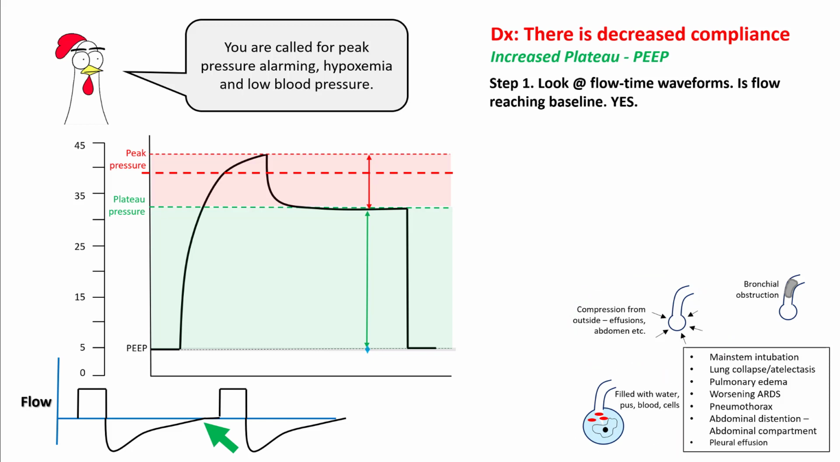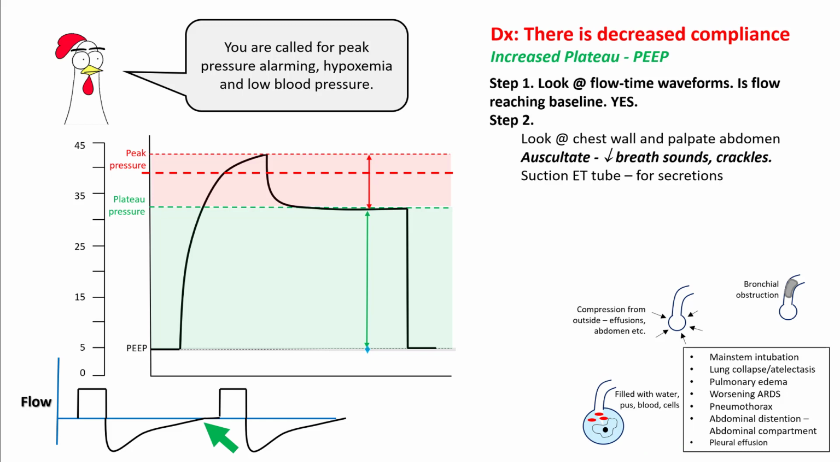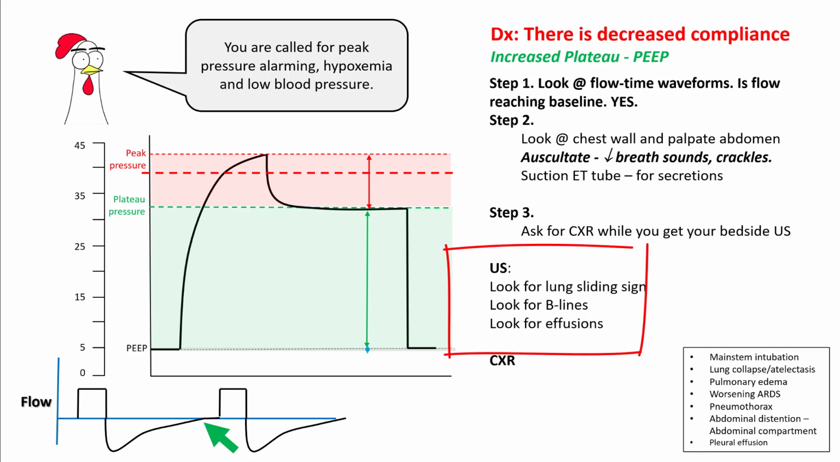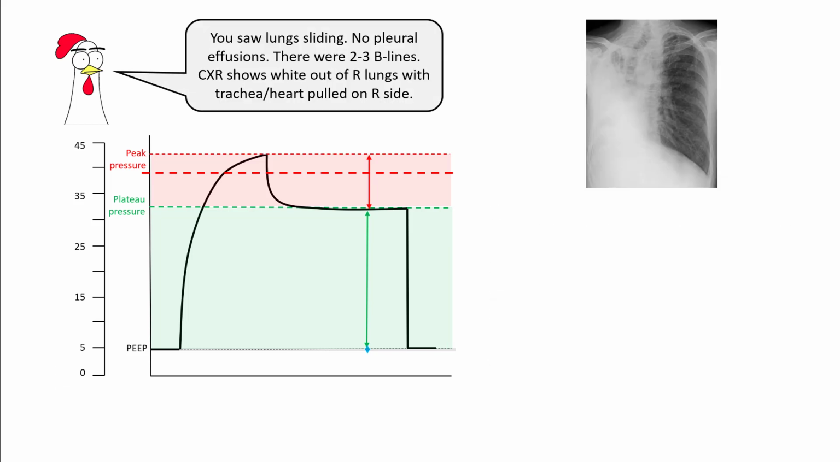pus, blood or cells. Next step is to examine and auscultate these patients, and you always make sure you suction the endotracheal tube for secretions yourself. Ask for a chest x-ray while you get your bedside ultrasound, and with the ultrasound you are looking at the lungs for sliding sign, B lines and effusions. So you saw lungs sliding, there was no pleural effusion, there were 2 to 3 B lines, which is normal. Chest x-ray shows white out of the right lungs with trachea and heart pulled to the right side.